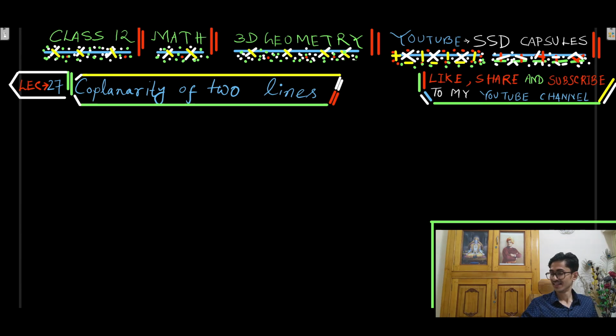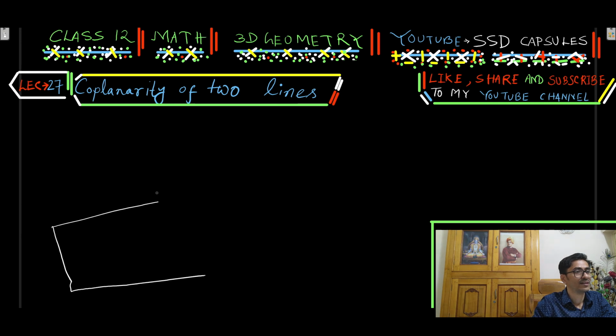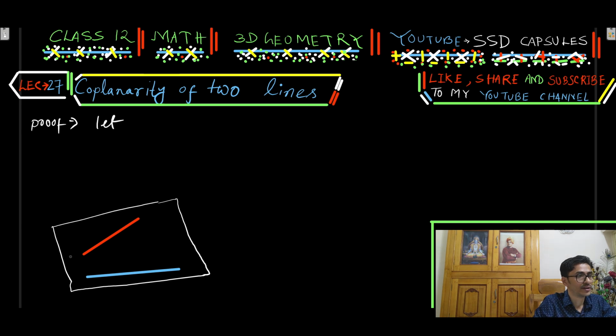Okay. So first we will draw the diagrams. See here, in white color I have drawn the plane. Now we will draw two lines. Line 1 in red, line 2 in blue. Now the proof. This one is line 1, this one is line 2.